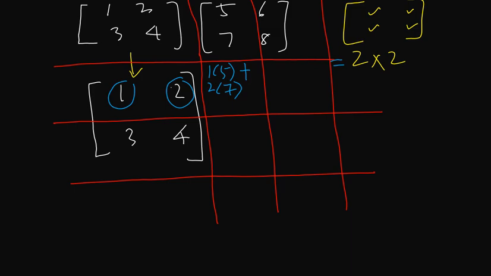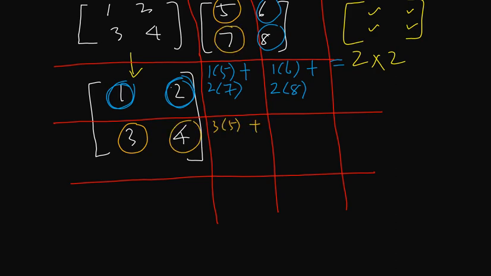Next one will be 1 times 6 plus 2 times 8. Okay. So the next one will be 3 times 5 plus 4 times 7. That is one set.